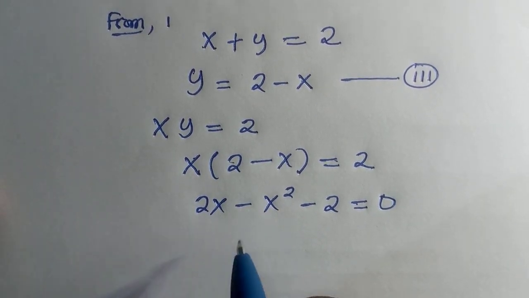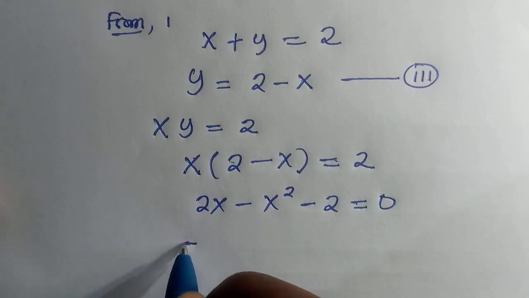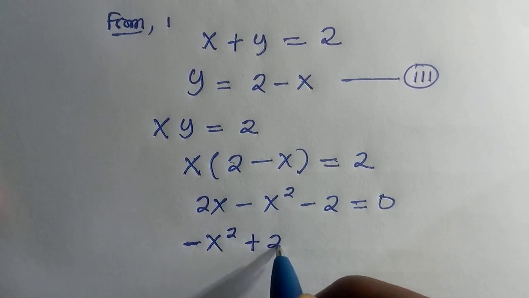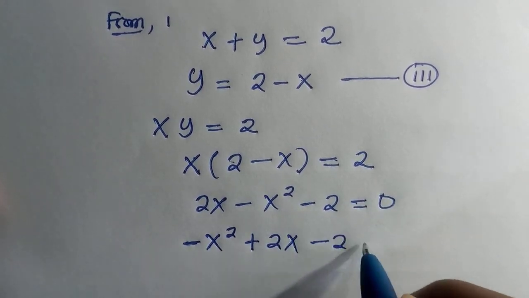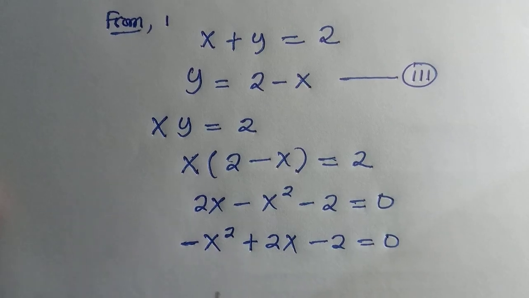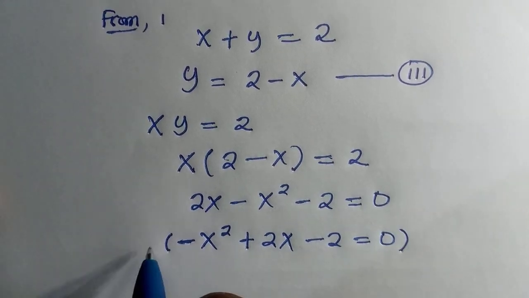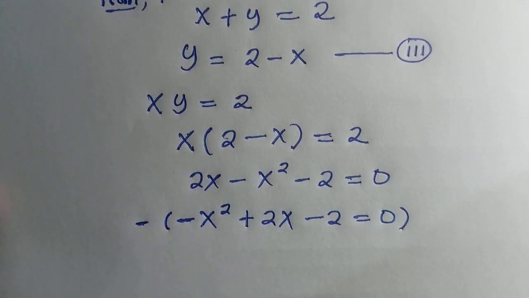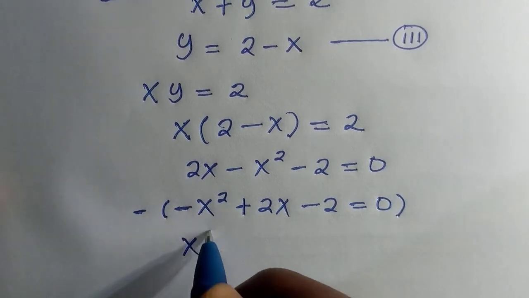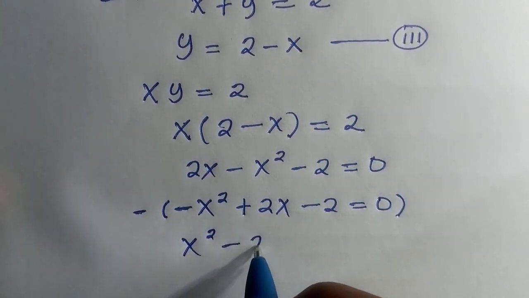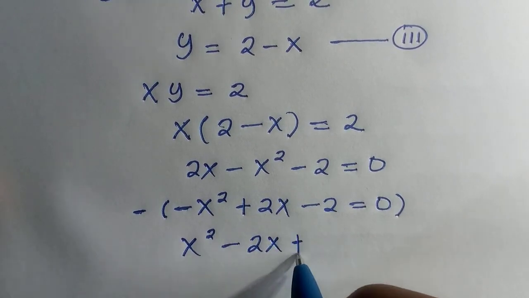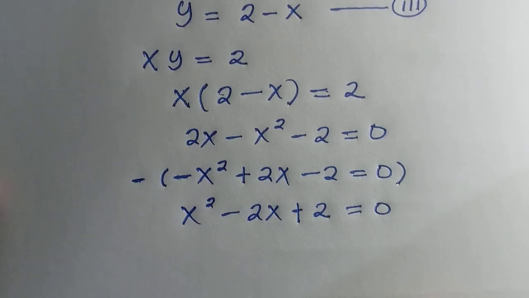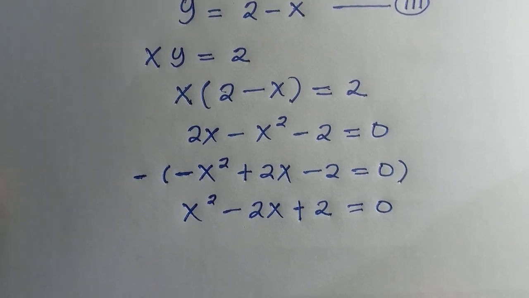And next, let's try to do the rearrangement. By rearranging this, we have minus x squared, and here is plus 2x minus 2 equals 0. And suppose I multiply the whole of this with negative to avoid starting this equation with negative. And we have x squared minus 2x plus 2 equals 0. And here is a quadratic equation.